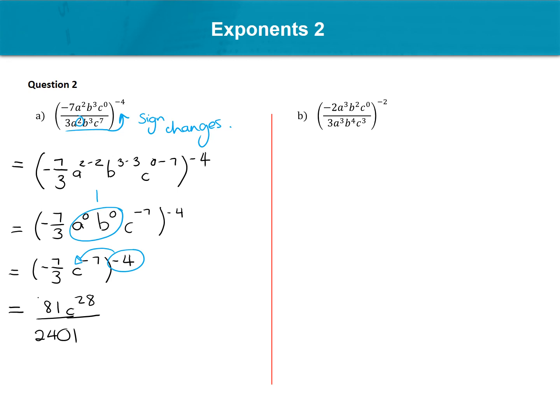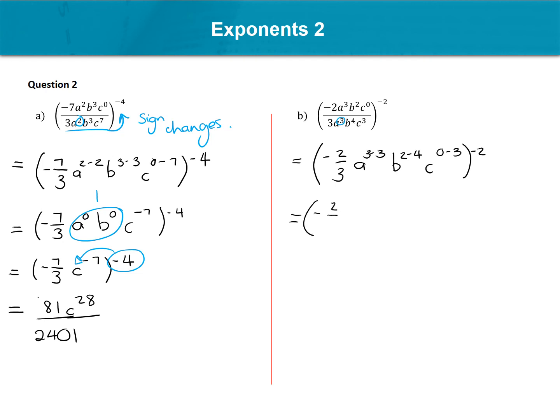B, we have the same thing where we have a fraction with exponents inside a bracket that's raised to a power. So let's do what's inside the bracket first. Minus 2 over 3, leave it as minus 2 over 3 because once again, it's not a whole number, so we'll be left with a decimal. Simpler to leave it in the fraction form. A to the power of 3 minus 3 because we're bringing this 3 up. And then b to the power of 2 minus 4 and c to the power of 0 minus 3, all raised to the power of negative 2.